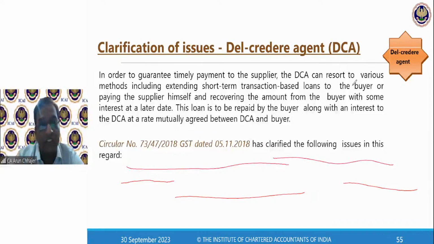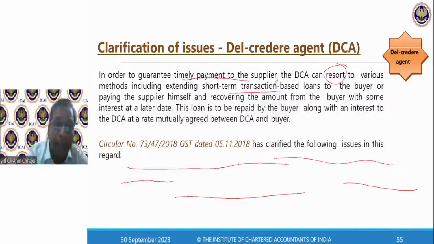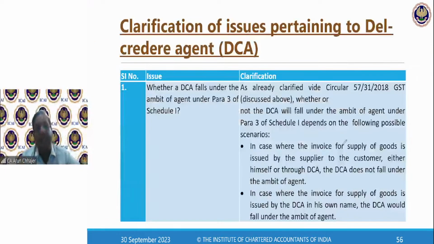Now, what is the clarification? In order to guarantee timely payment, the DCA can resort to various methods, including extending a short-term loan to the buyer or paying the supplier himself and recovering the amount from the buyer at a later date along with interest. This loan is to be repaid by the buyer along with interest at a rate mutually agreed. Now, what was the clarification? Circular 73 is clarifying multiple things. Let's read one by one.